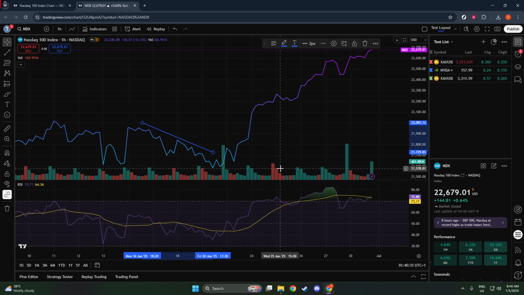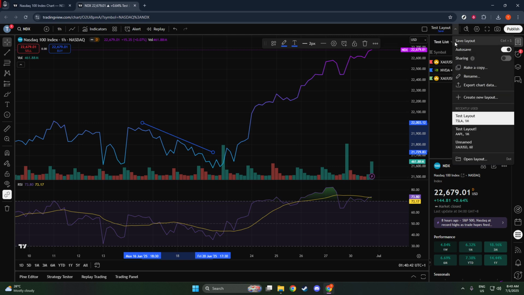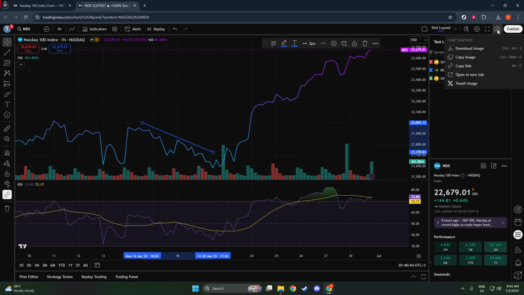Lastly, take advantage of layout management and snapshot tools. You can save your chart layouts, whether they involve multiple charts, indicators, or drawings, using the Save function on the top toolbar. If you need to share or export your analyses, use the Snapshot tool. You'll find it, marked by a camera icon, providing an easy way to share your insights.